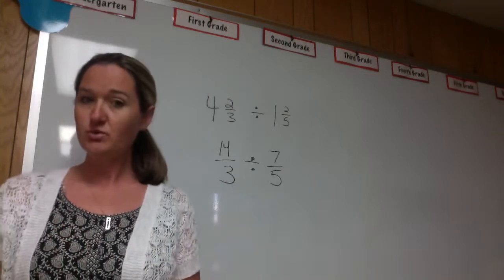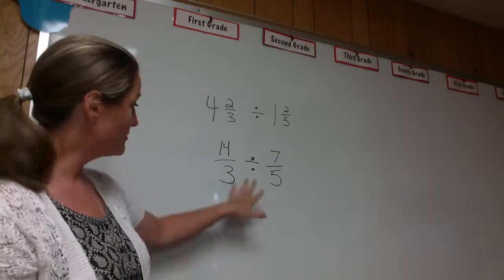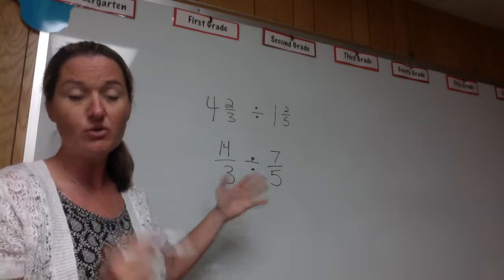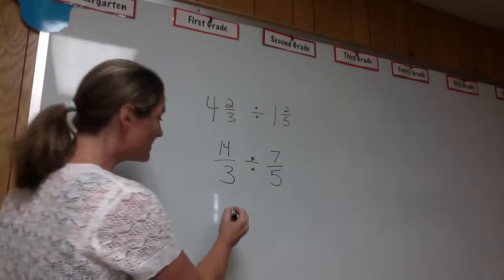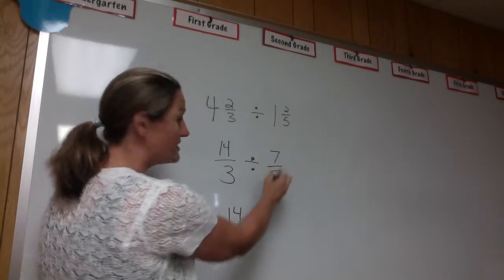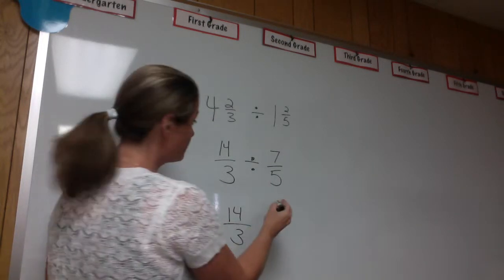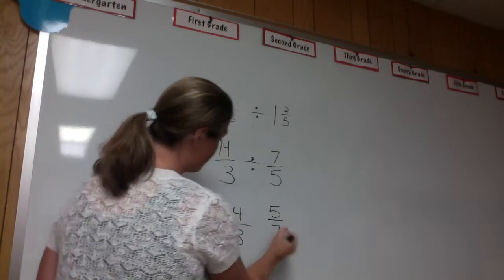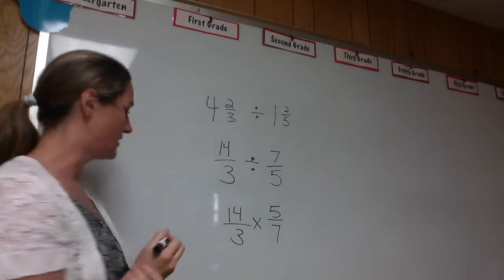Now this is where we do the step that turns the division problem, just like we did with that much simpler problem a second ago, into a multiplication problem. So we do the exact same thing. 14/3. Now we take the reciprocal of the second number, 7/5. The reciprocal of that is 5/7, and now we multiply.